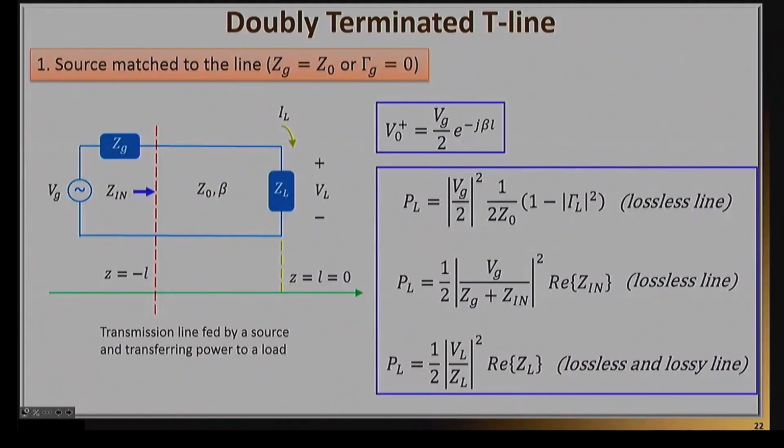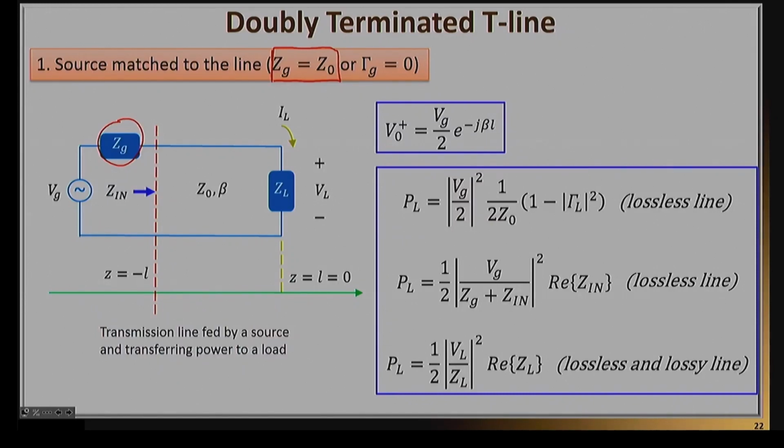Now, let me look very quickly at some very common special cases. Essentially, we're going to look at a few cases where the ZG is known, and even though they're special cases, they occur in practice very, very often. So the first and probably most common case is that the line is actually matched to my source. So ZG, in other words, is equal to Z naught.